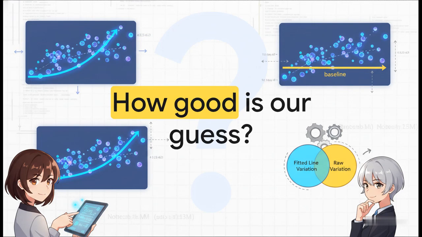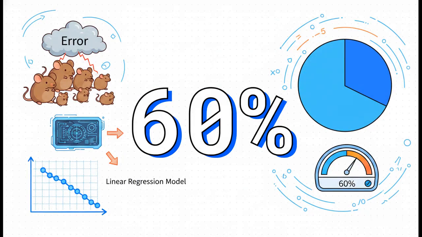Well, to do this, we create a baseline. We ignore our input variable entirely and just calculate the average of our output data. We measure how much all our data points vary from that simple average. That's the raw variation. Then we compare that raw variation to the variation around our fancy new fitted line. And this brilliantly illustrates the concept of R squared.